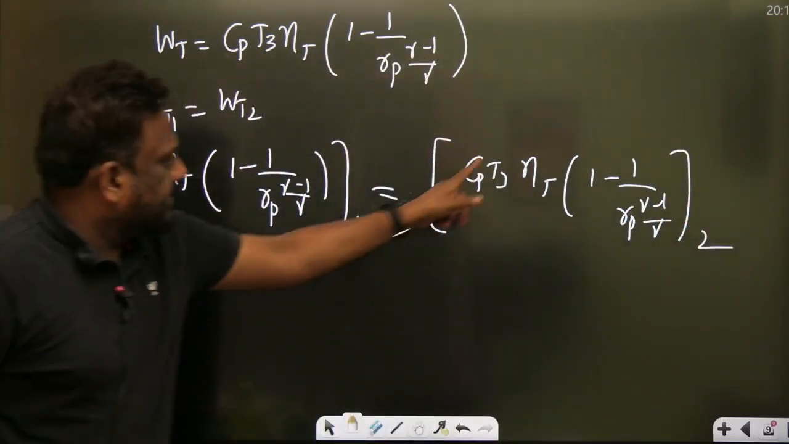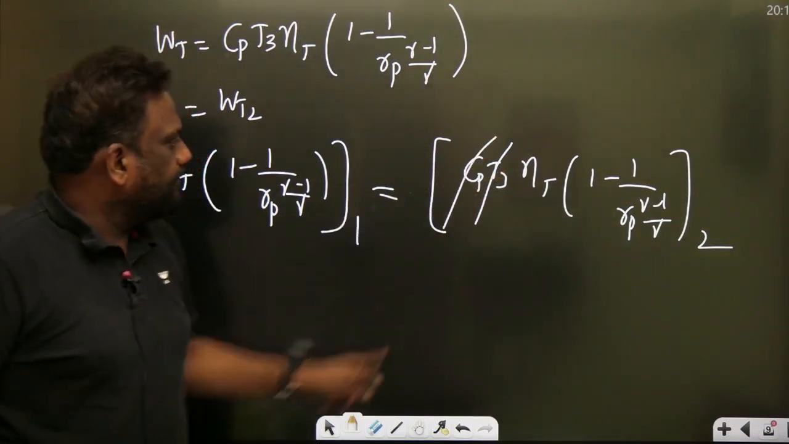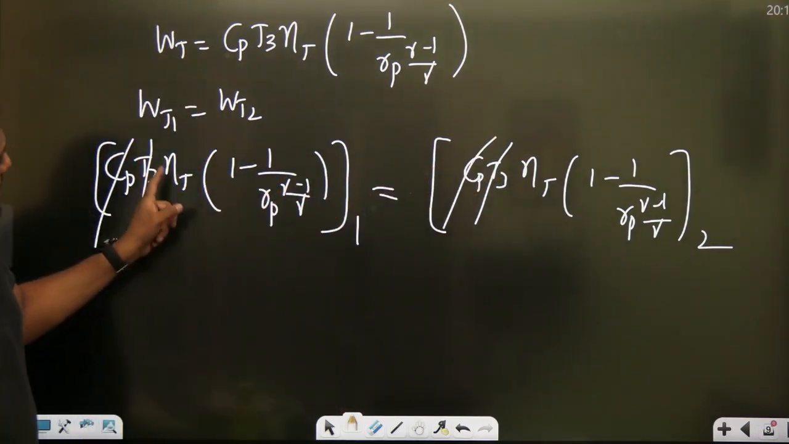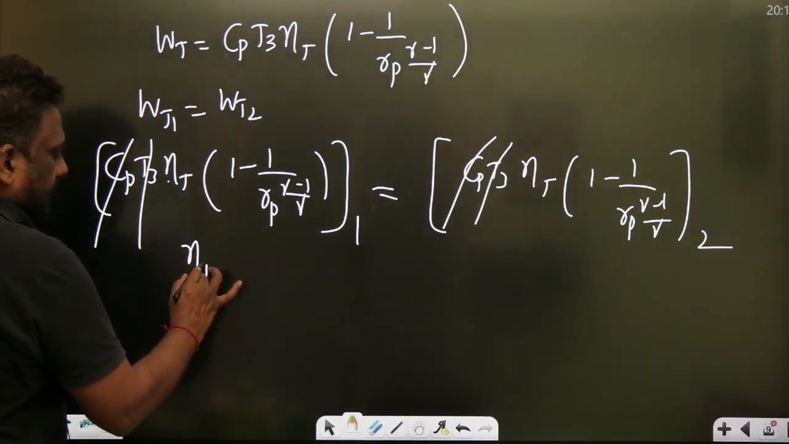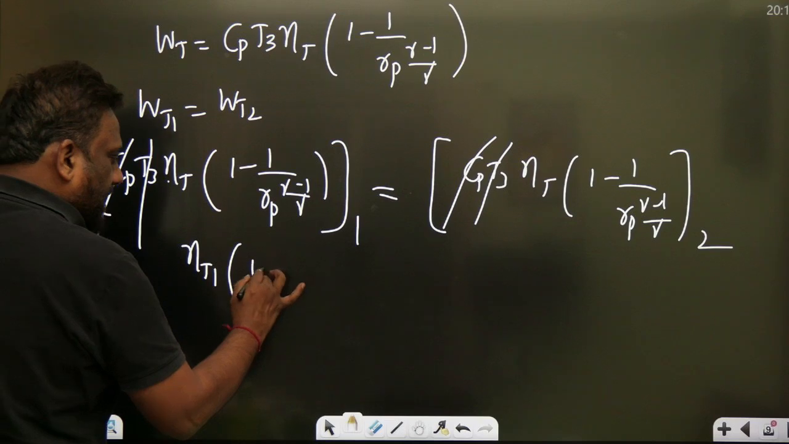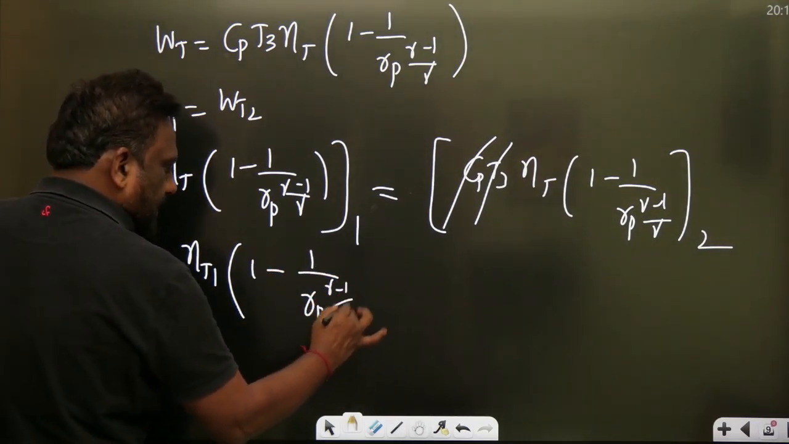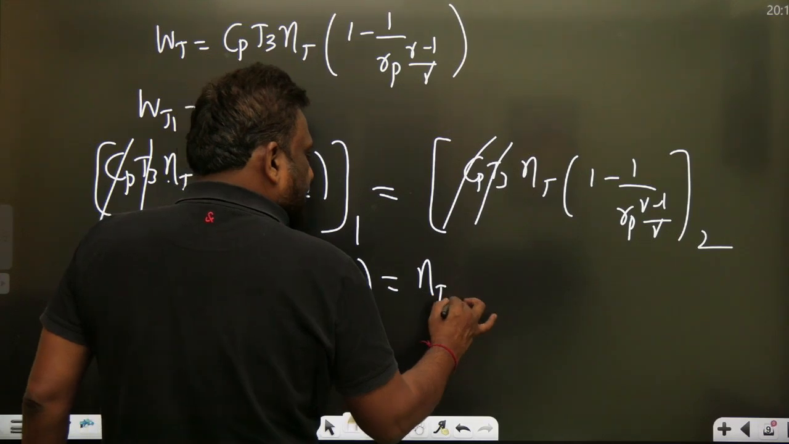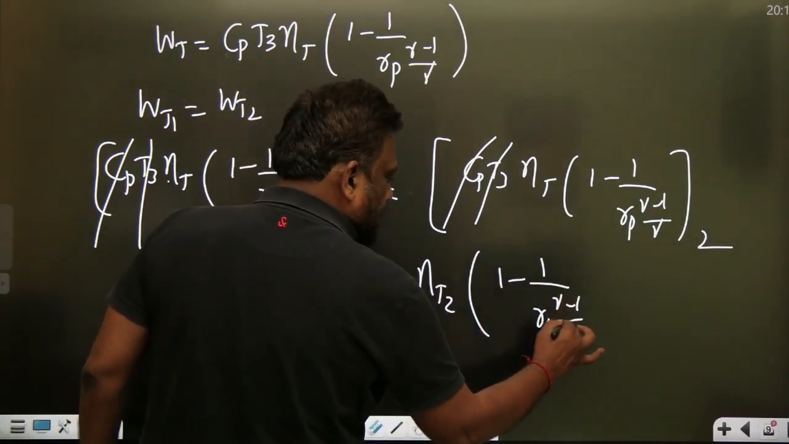Clearly, T3 is the same, because in both the cases the inlet temperature is the same. Cp is constant. Don't cancel this. This is the first case isentropic efficiency. Now finally my equation becomes: the isentropic efficiency in the first case times 1 minus 1 by the pressure ratio in the first case power gamma minus 1 by gamma is equal to the turbine efficiency in the second case times 1 minus 1 by Rp in the second case power gamma minus 1 by gamma.